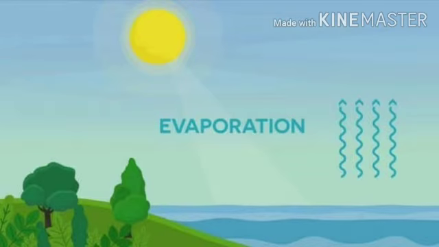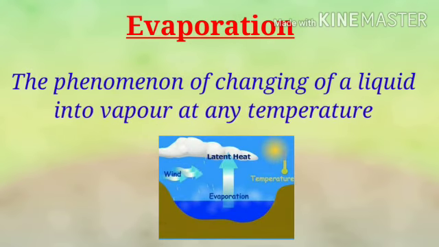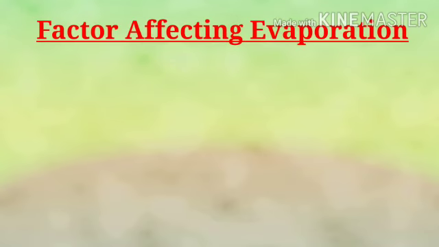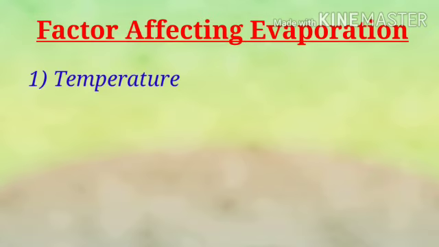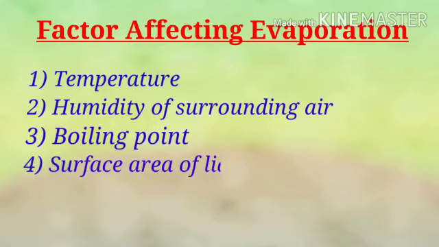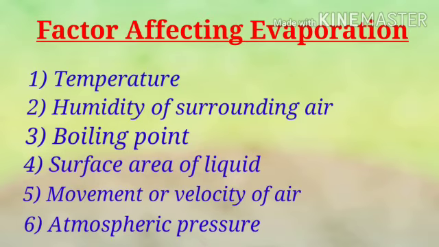Next is a very important topic, that is evaporation. Now we will see the definition of evaporation. This is the phenomenon of changing of liquid into vapor at any temperature below its boiling point, called evaporation. Now we will see the factors affecting evaporation. The first one is temperature, second is humidity of surrounding air, third is boiling point, fourth is surface area of the liquid, fifth is movement or velocity of air, and sixth is atmospheric pressure.